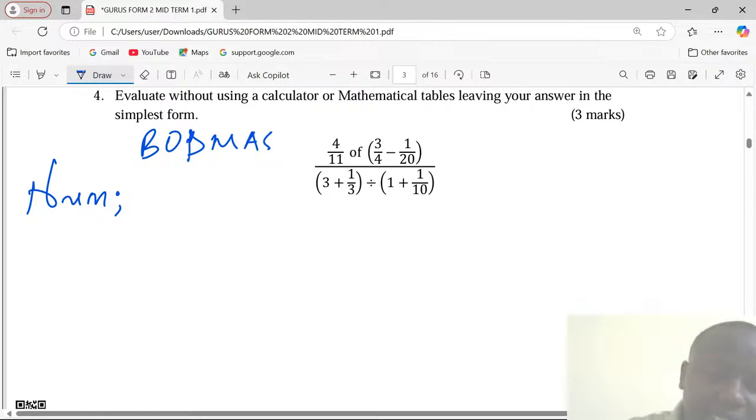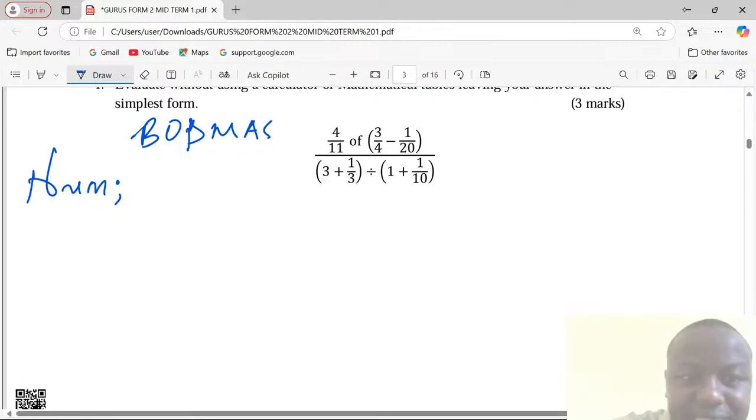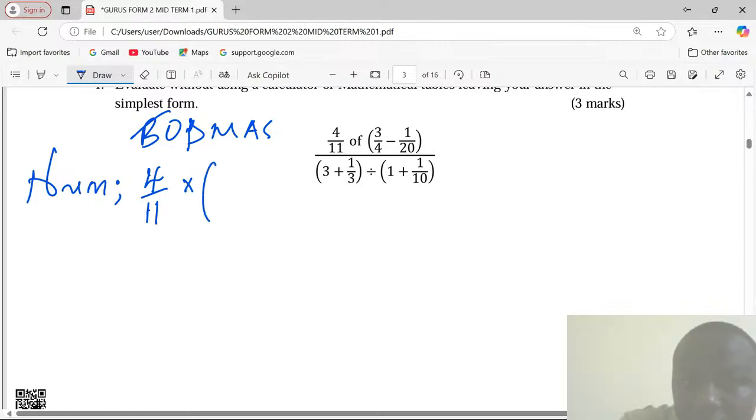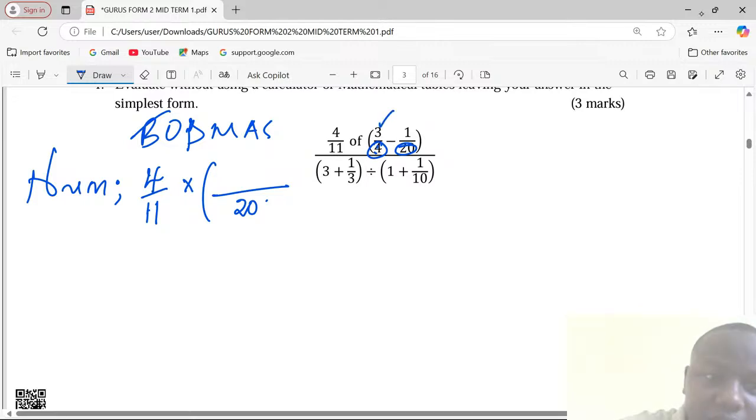Yeah, we are following BODMAS. Therefore, inside brackets, we work out first. So we'll be having 4 out of 11 of, which means multiplication, but multiplication by what? We work out now. The LCM of 4 and 20 is just 20. So 20 divided by 4 gives us 5. 5 times the numerator of 3, that's 15, minus 20 divided by 20 is 1. And 1 times 1 remains 1.